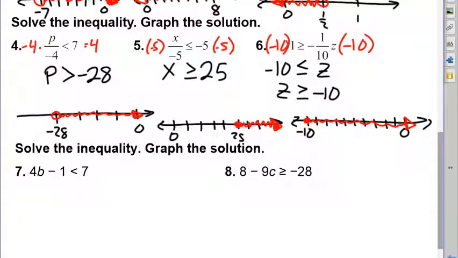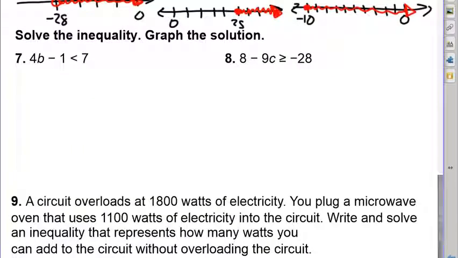Problem number 7. Now these get into our multi-step inequalities. This time we won't just have one step to get to our solution. It will take a couple. So 4b minus 1 is less than 7.